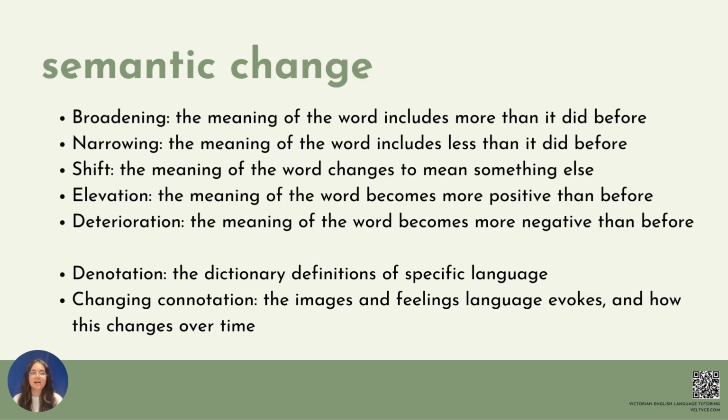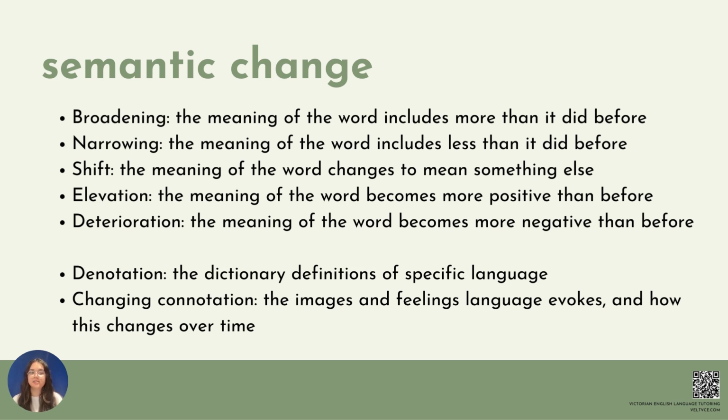Semantic change: we have broadening, narrowing, shift, elevation, deterioration, and then denotation and changing connotation. Semantic broadening is when the meaning of the word includes more than it did before. So a word that used to mean one thing now means multiple things. Semantic narrowing is when the meaning of a word includes less than it did before.